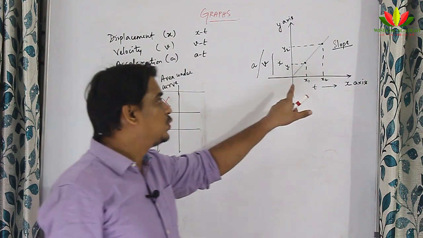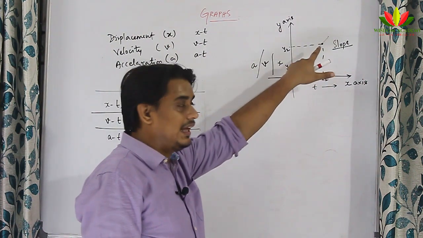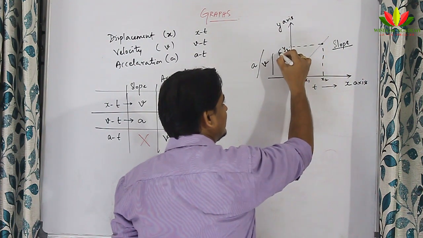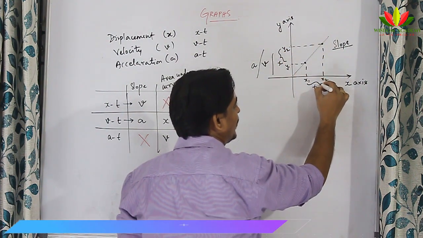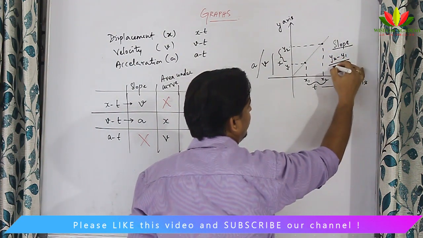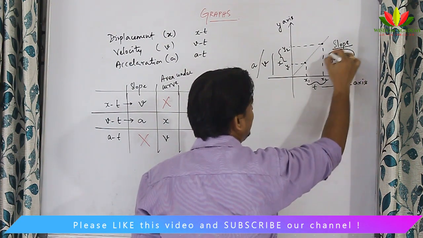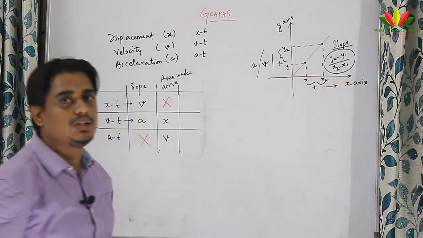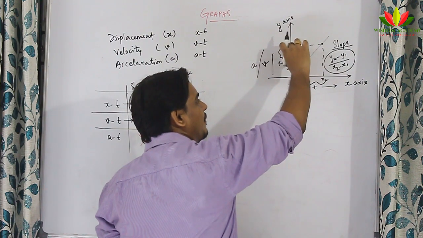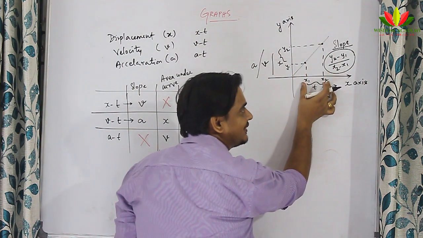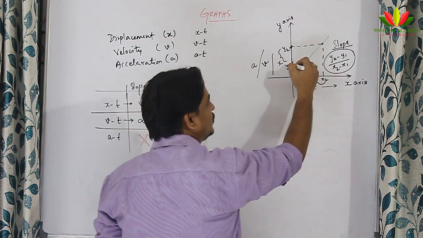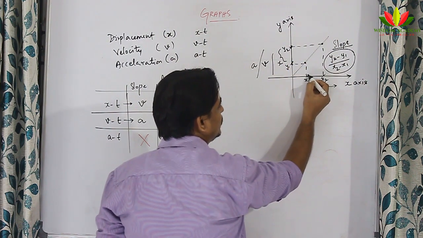Now the slope of this line will be equal to y2 minus y1 divided by x2 minus x1. Slope will be y2 minus y1 by x2 minus x1. This is the meaning of slope. Remember this. Slope means intercept on the y-axis by intercept on the x-axis. When I say intercept, it means this distance from here to here and again from here to here.